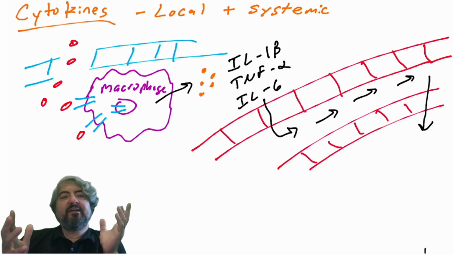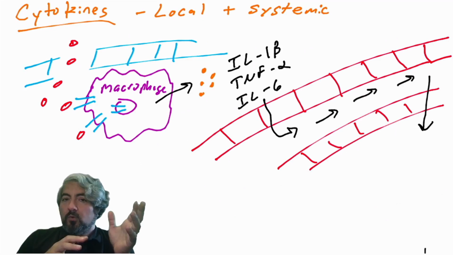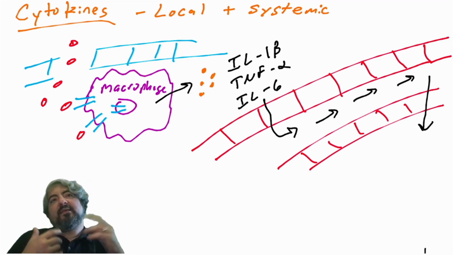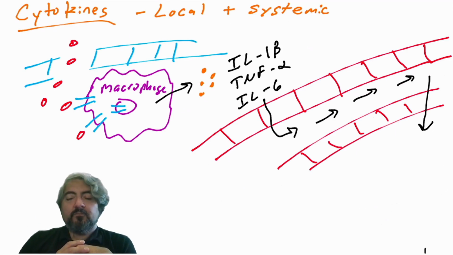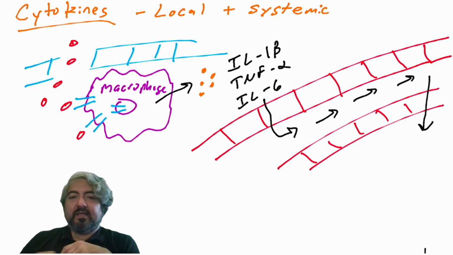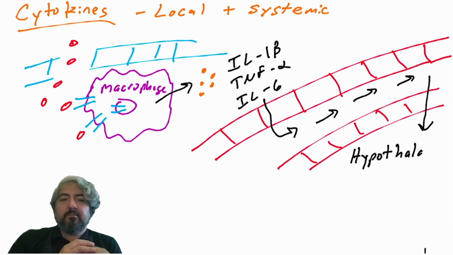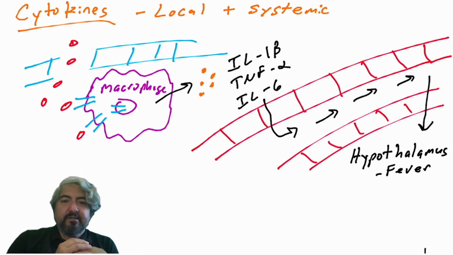And so these effects, we call these systemic effects because they tend to be not local to the site of infection, but they can be in other parts of the body. They can affect the entire body. So let's introduce some systemic effects of these cytokines. So the first place we'll talk about cytokines going are the hypothalamus.